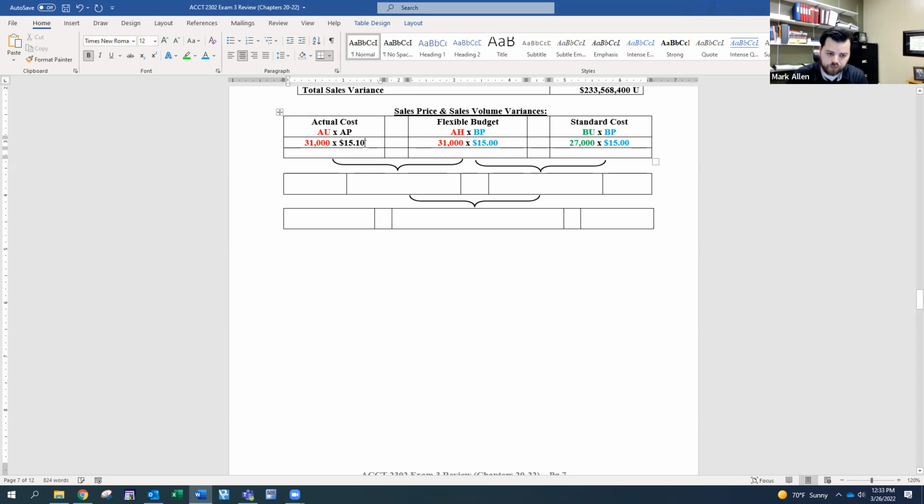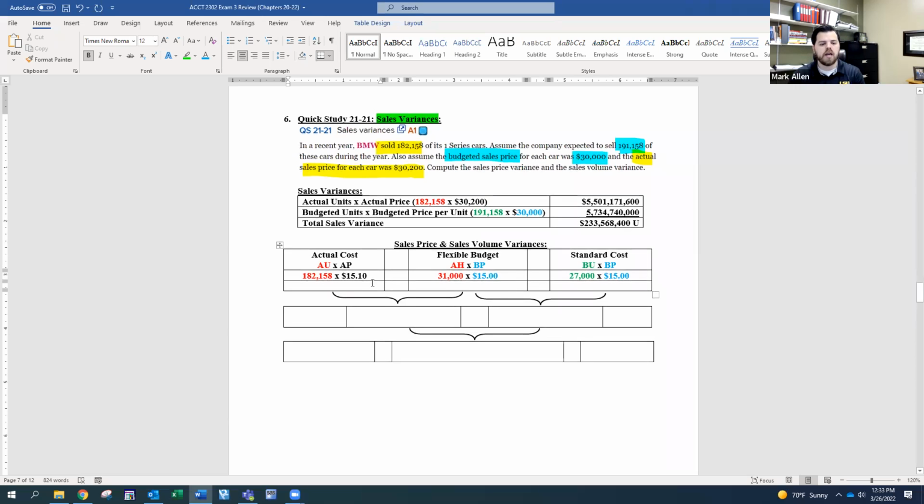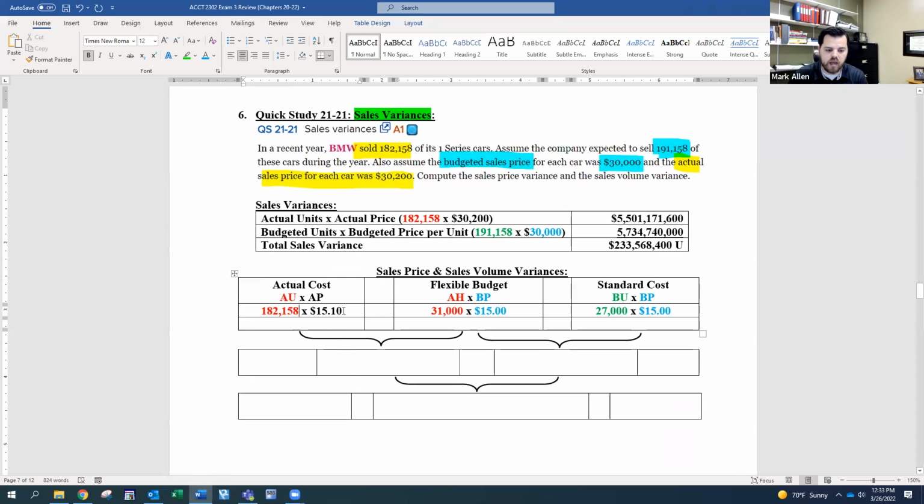Now we'll start with the left. So on the left, how many actual units did we sell? 182,158. I'll zoom up just a little bit so you can hopefully still see the actual information we're working with. So 182,158. And we actually sold each car at $30,200. On the right-hand side, we planned to sell 191,158 units. And we planned to sell each unit at a price of $30,000. This gives us 5,734,740,000. And of course, on the left-hand side, you have 5,501,171,600, just as we got before.